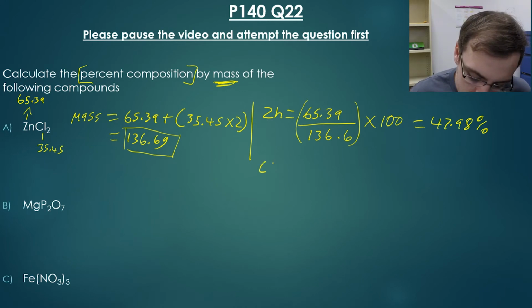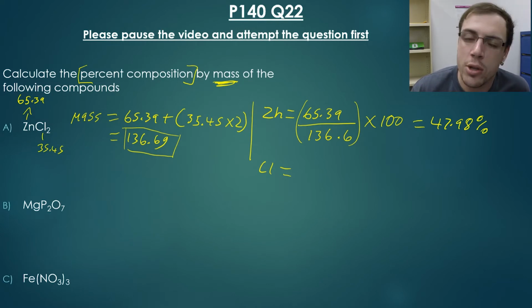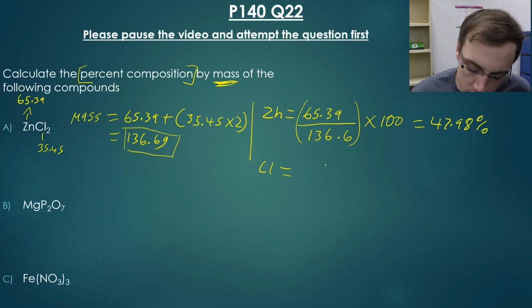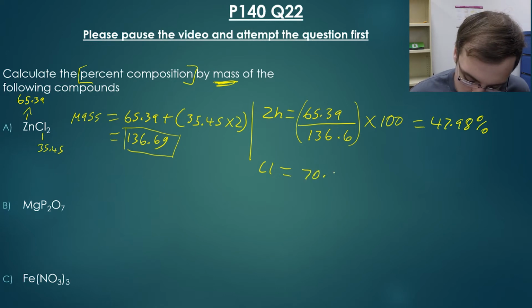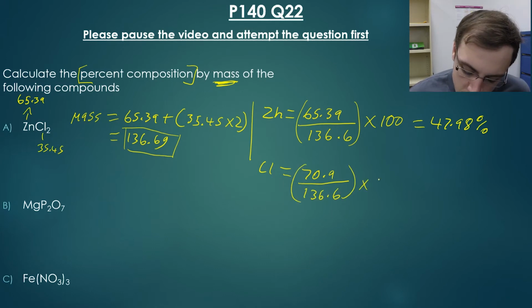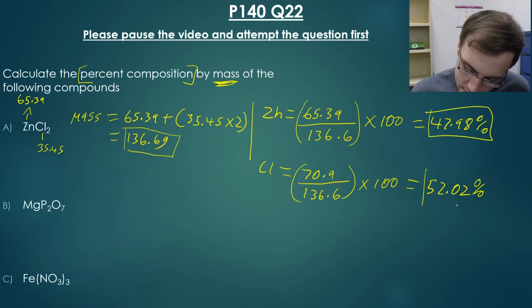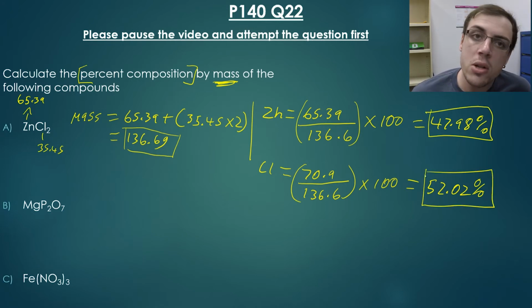Now we do the exact same thing for chlorine. So we look at Cl. Remembering that with chlorine over here, there are 2 lots of it, so we take the total mass of all the chlorines. It's going to have a total mass of 70.9, and we divide that by the total mass, times 100, which will equal 52.02%. And these are our percent compositions for zinc chloride.